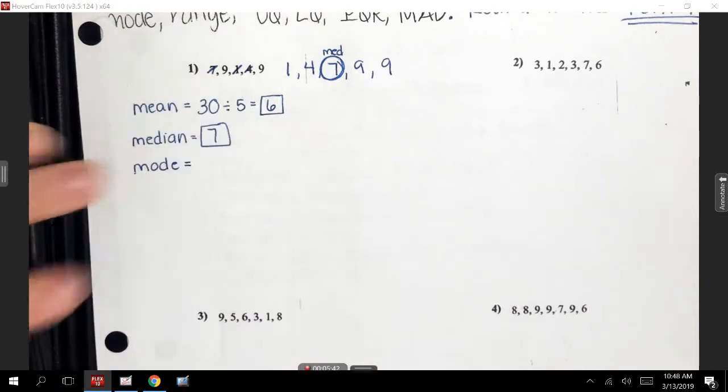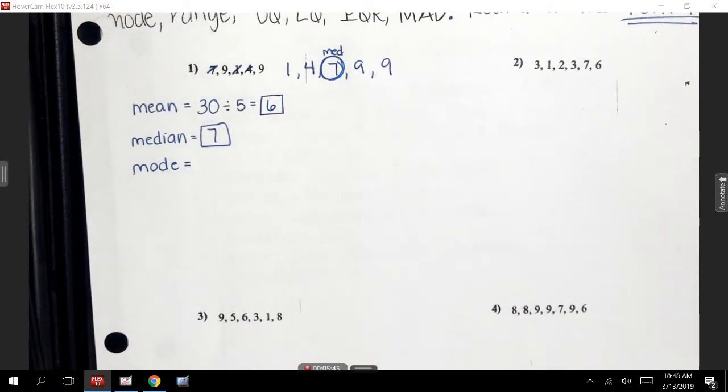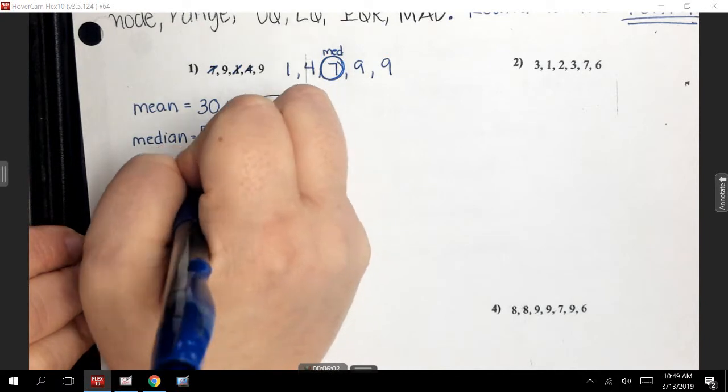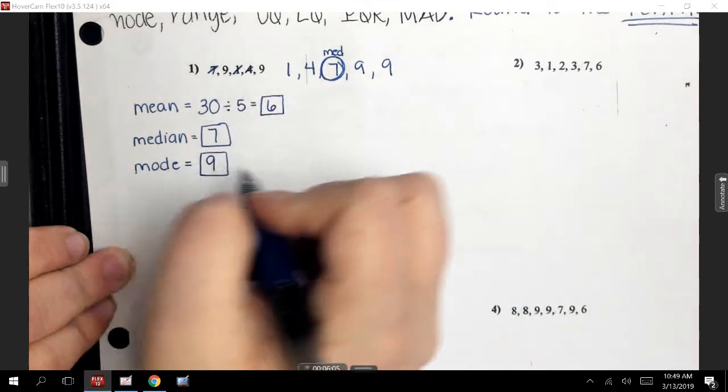All right. How do I know what the mode is? My mode. How do I know what number the mode is? Kaylin? Yeah, what number is there the most? So which number is there the most, Siobhan? 9. So my mode is 9. Doesn't even take any work. We like the mode. All right.